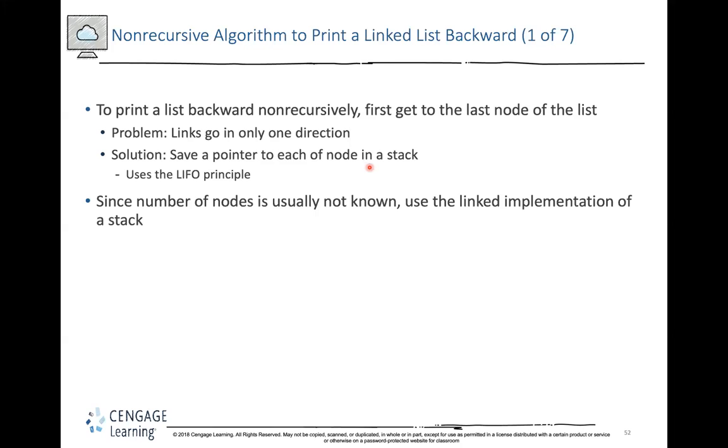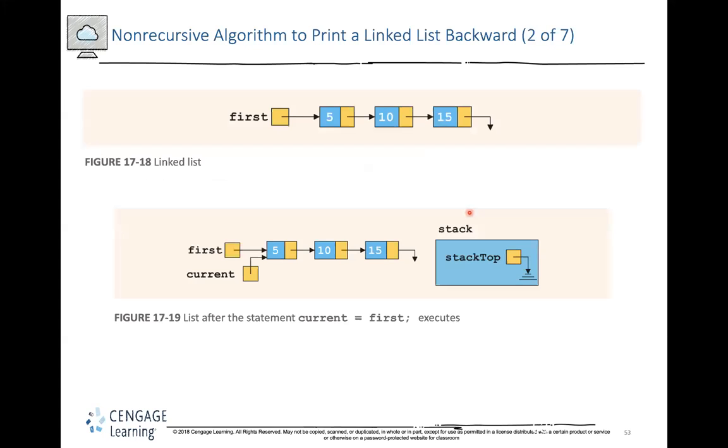Now, to handle this, because we're scanning a linked list, we could use a linked implementation of a stack. So here's an example. Say we have a linked list like this. We want to print out the elements backward: print out 15, 10, and 5.